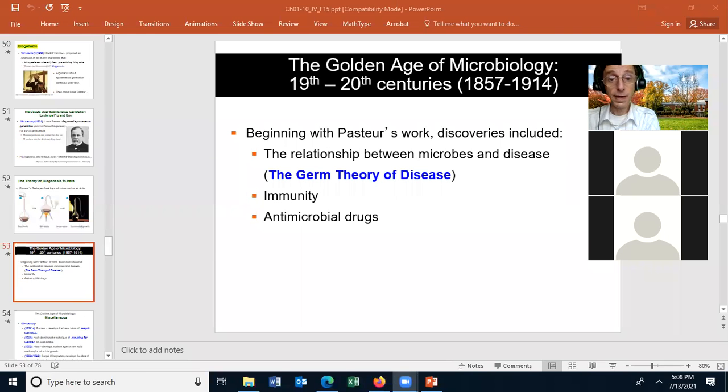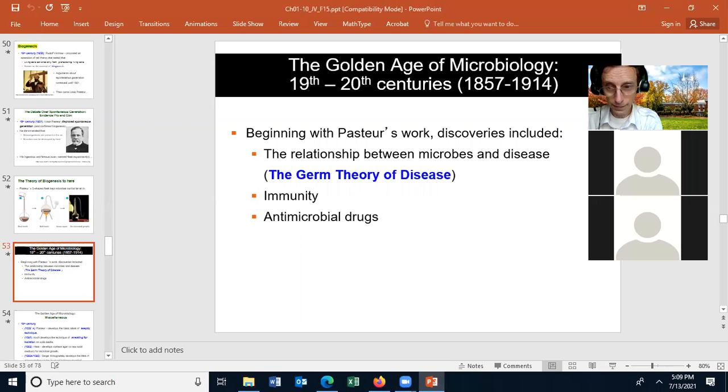There we go. Beginning with Pasteur's works, discoveries included the relationship between microbes and disease. They suspected that microbes were capable of causing disease, and that became known as the germ theory of disease. And out of Pasteur's work came the development of immunity, that we have an immune system which protects us from foreign invaders, particularly microbes. And also out of his work came the work on the antimicrobial drugs. So all of that was due to Louis Pasteur.